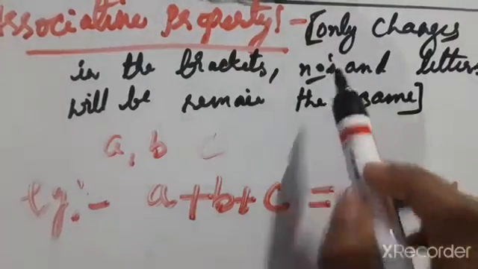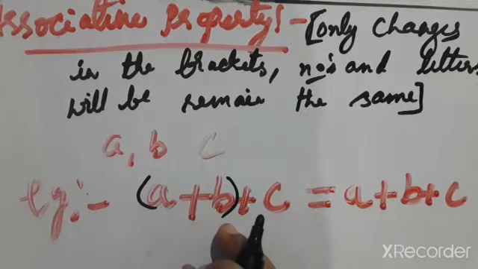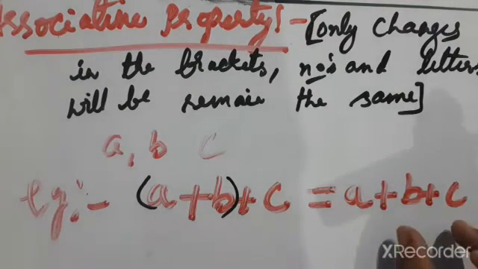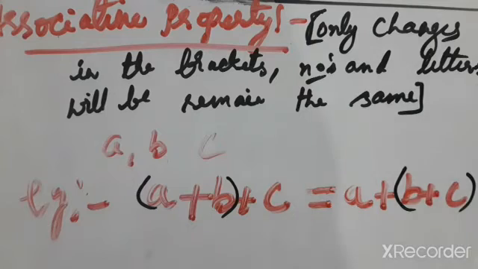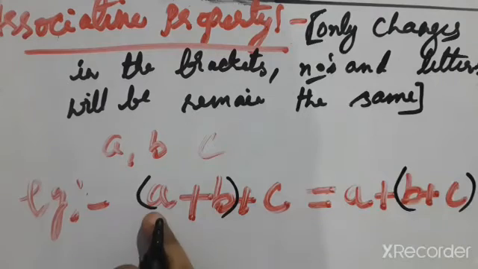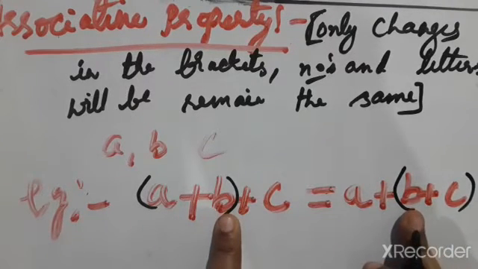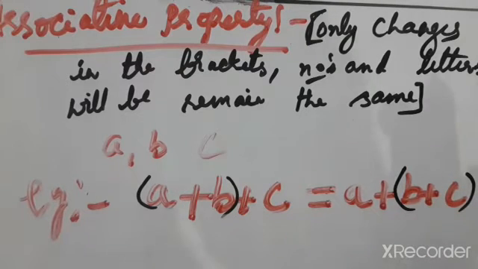Just to understand what the associative property is: if the bracket is on the first two numbers here, then there we put the bracket on the second and third numbers or letters, variables or numerals. If the bracket is on A plus B here, then there the bracket is on B plus C. The first term is A, the second term is B, the third term is C on both sides. Only changes in the bracket.